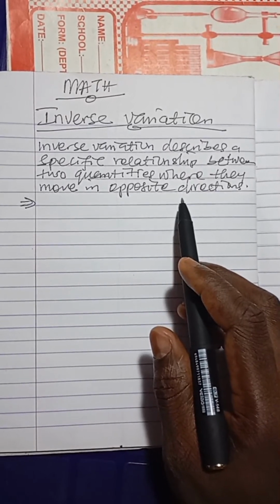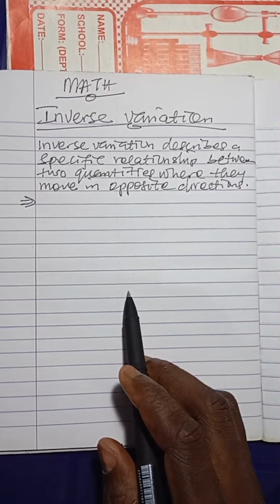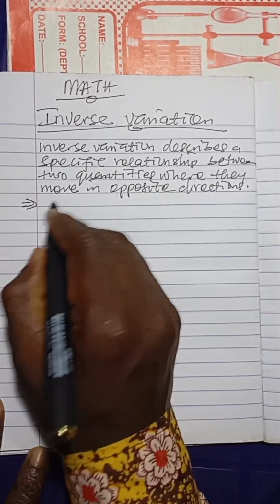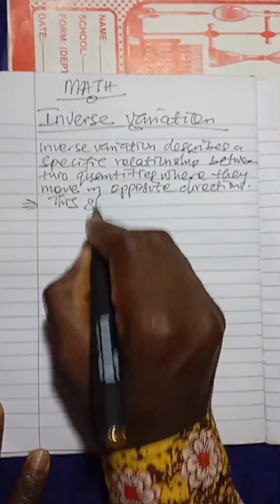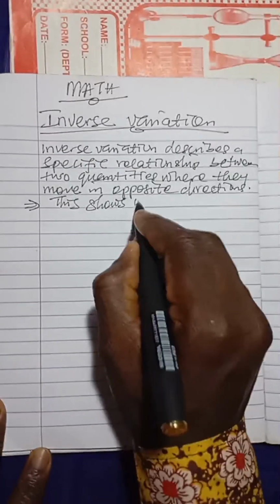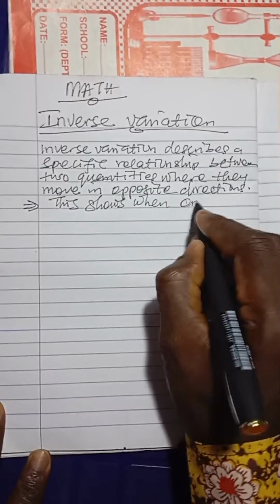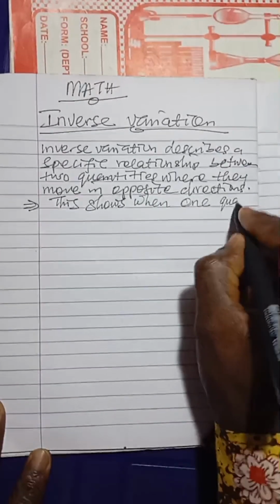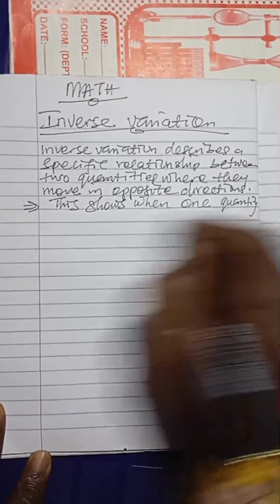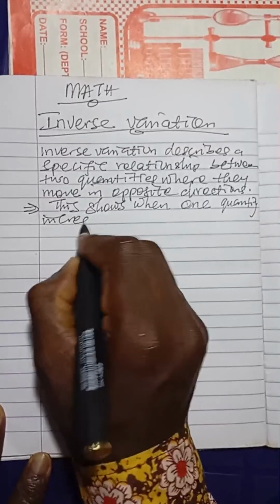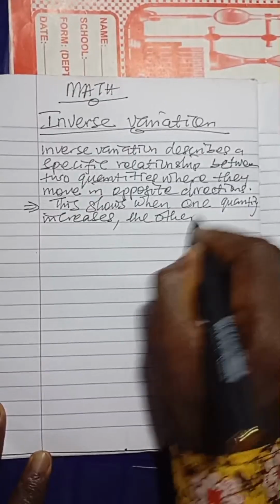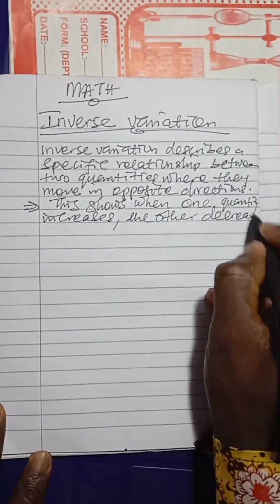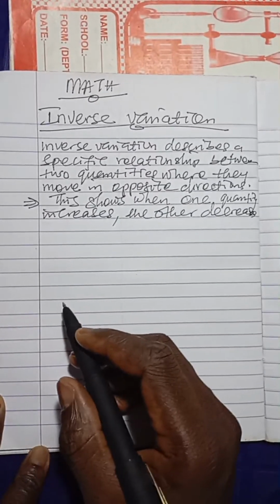This shows that when one quantity increases, the other decreases. Okay, good.